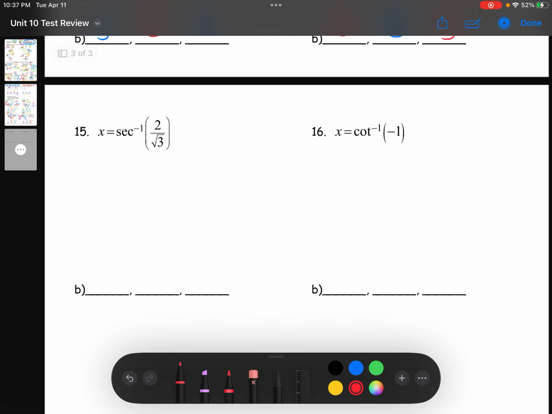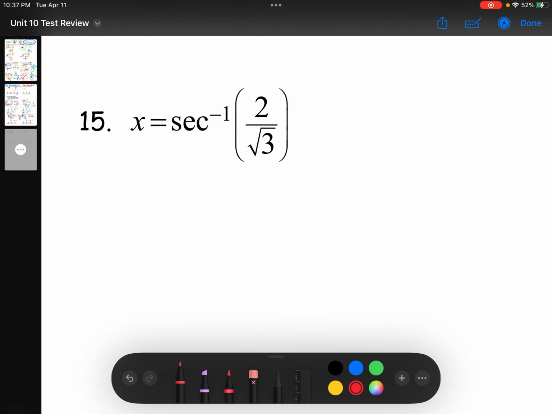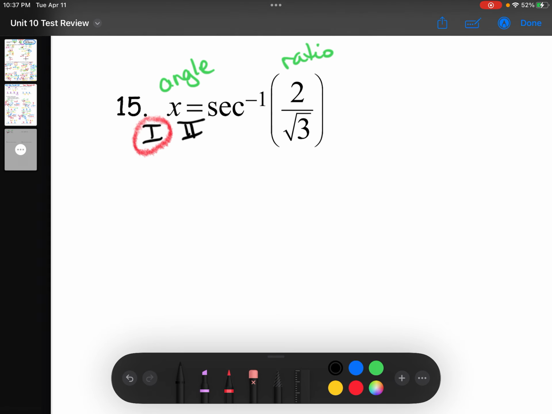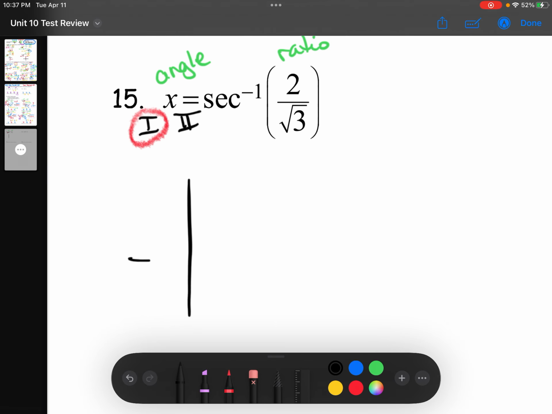Let's go to the back and let's look at secant. X equaling secant inverse of 2 over square root 3. 2 over square root 3 inside an inverse is a ratio. That x that we're trying to find is the angle. Secant inverse can be in quadrant 1 or 2, principal inverse value. The ratio is positive, so we will be in quadrant 1.